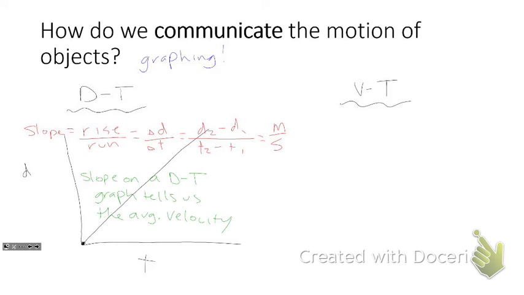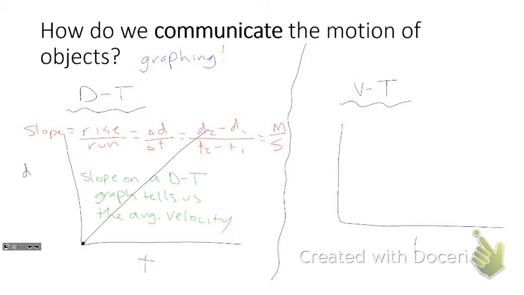So, moving to a velocity time graph, and hint, this is what you guys are going to be creating today. Okay, so make sure we're paying attention here. What is going to go on my x-axis?